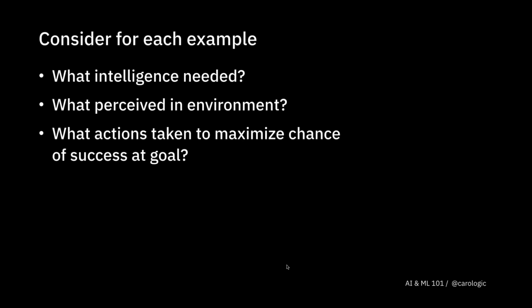So let's look at some examples of artificial intelligence. As we go through each example, please consider, what is the intelligence needed in order to make the system work? What kind of information would you have needed to feed into that system? What is the AI perceiving in the environment or about the situation? And then what actions would it take to maximize its chance of success at the goal that it has?